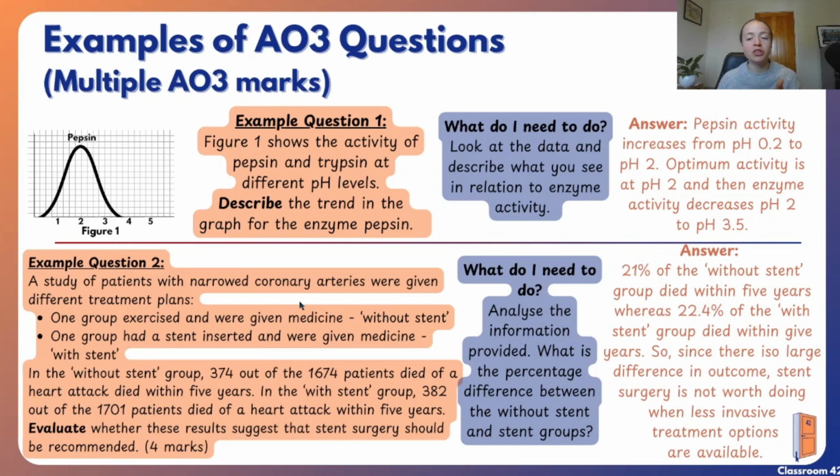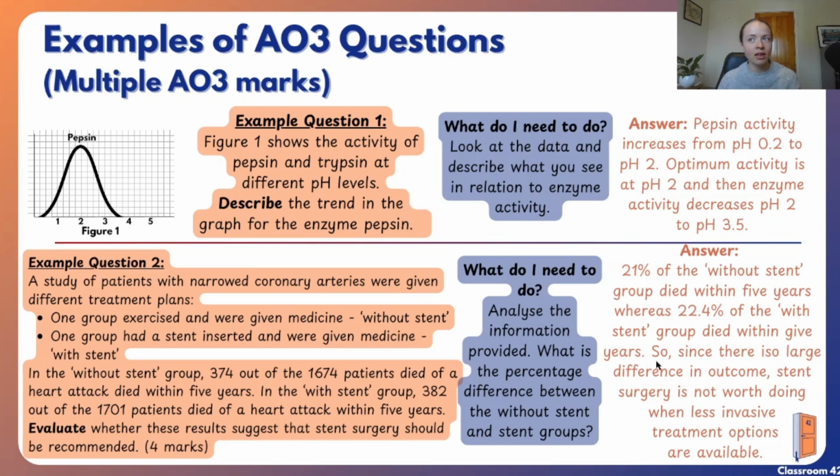So here you need to analyse the information provided. The first step I would do, and this is what the question needs you to do, is quickly calculate what percentage difference there is between the without stent group and with stent group. Because it's all well and good having these figures here, but the percentage gives us a direct comparison. So if you look into it, you'd find that 21% of the without stent group died within 5 years, whereas 22.4% of the with stent group died within those given years.